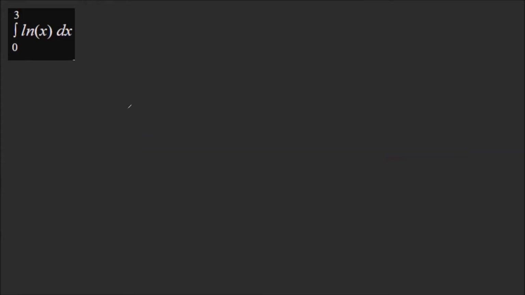Okay, so this is practice problem 1 of 2. We're told to find the integral from 0 to 3 of natural log x with respect to x. And at first glance, this problem seems very straightforward. The only difficult thing being that we have to find the integral of natural log x. However, it's not so straightforward because there exists a point on this interval, as in x equals 0 to x equals 3, at which natural log x is undefined.